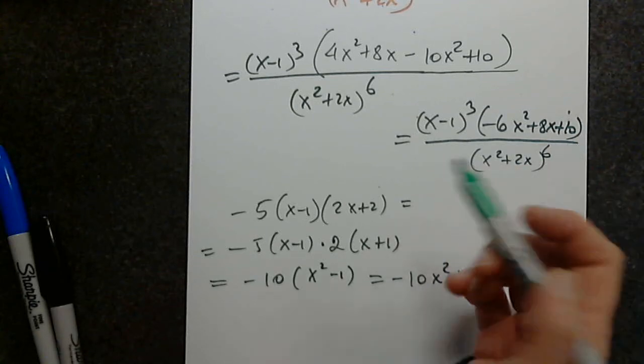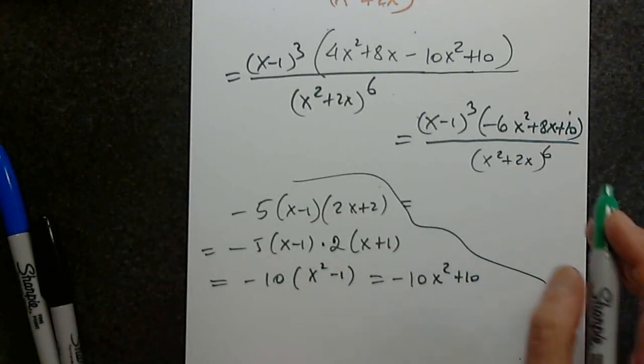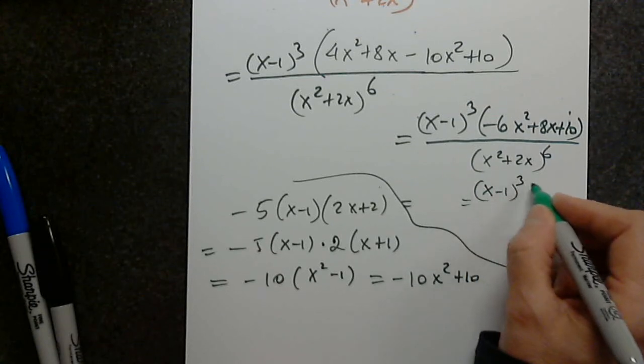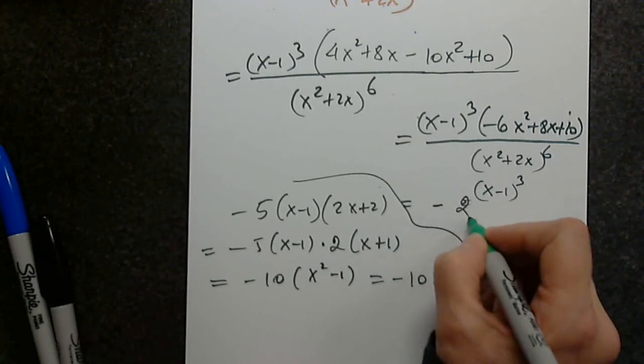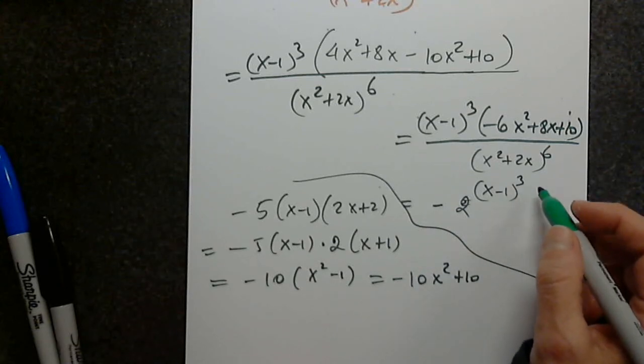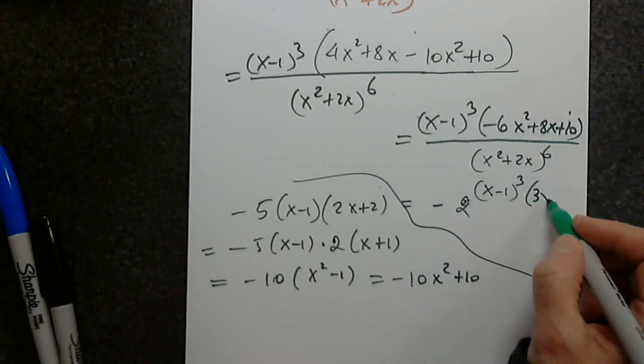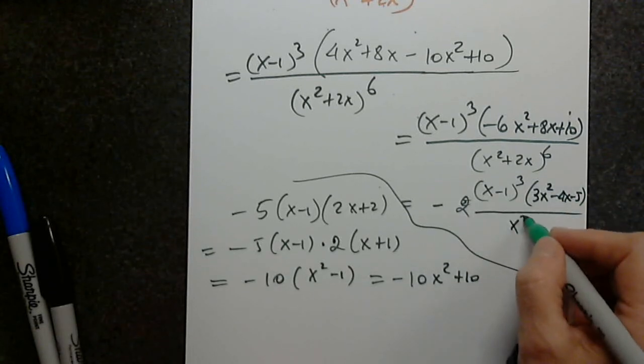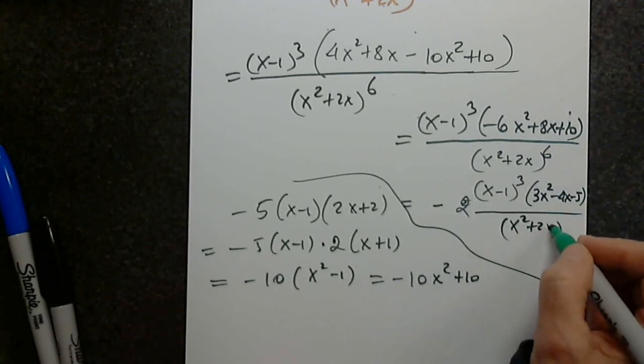I could also simplify a little bit the denominator by factoring out 2x, but that's okay. So x minus 1 to the third. Oh, of course, -2. X minus 1 to the third, and 3x squared minus 4x minus 5 over x squared plus 2x to the sixth.